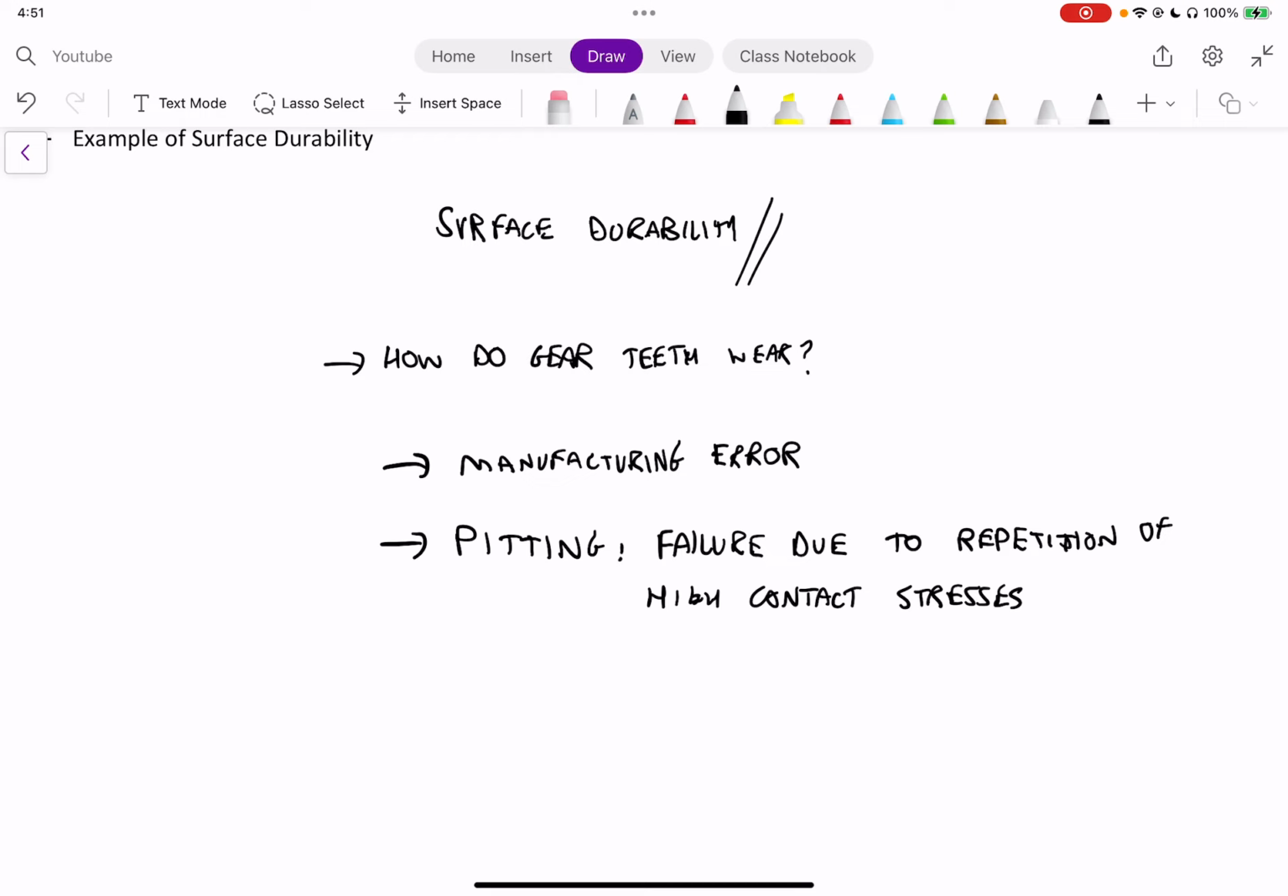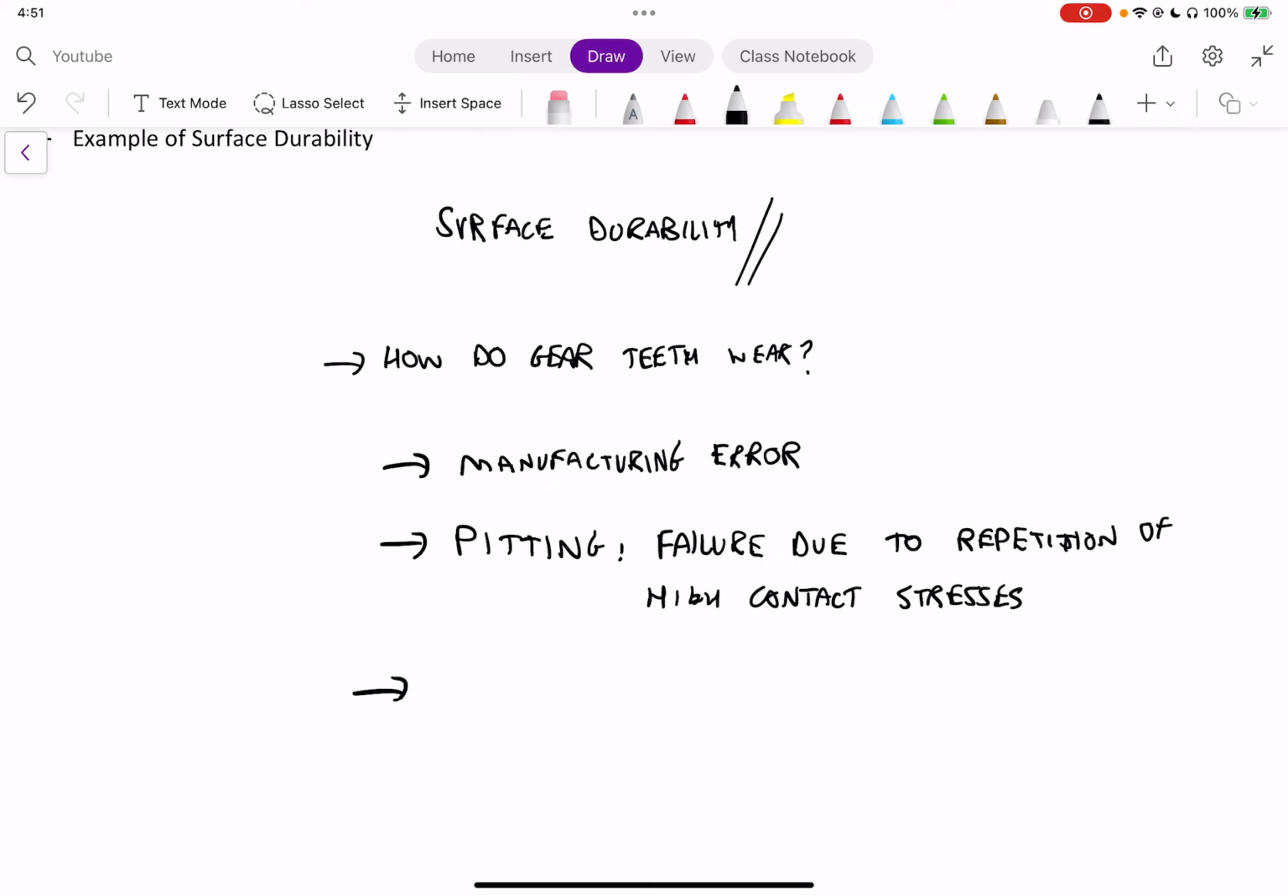So it's important for us to understand the contact stresses associated with our system, and how we can make sure that our system does not fail due to pitting, at least for a certain number of cycles. Once we get into the AGMA method, we're going to talk a lot more about how we can counter surface durability, but for now, pitting is one way of doing it.